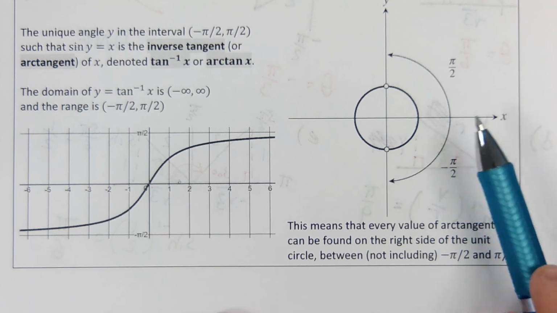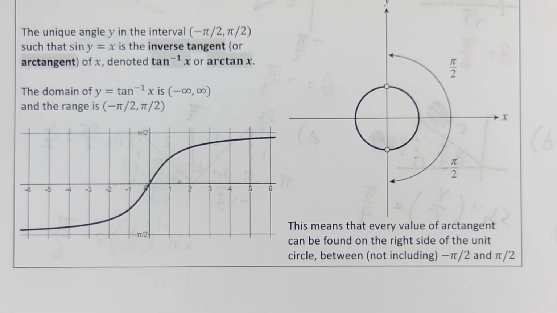Sine and tangent behave the same way. But that's because tangent is sine over cosine. So it behaves like sine, so to speak.